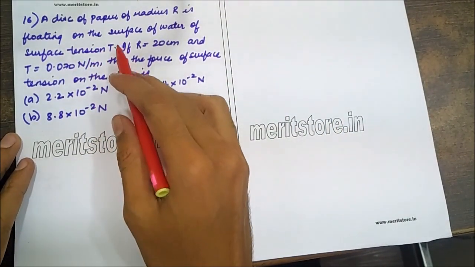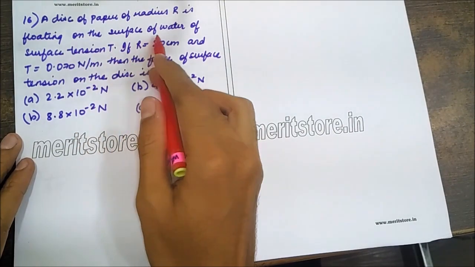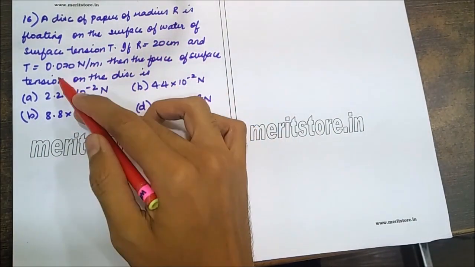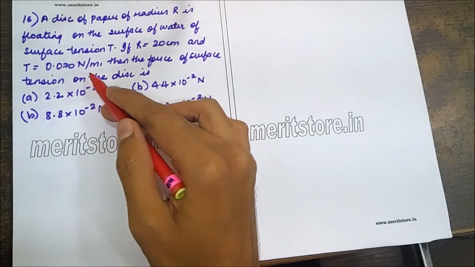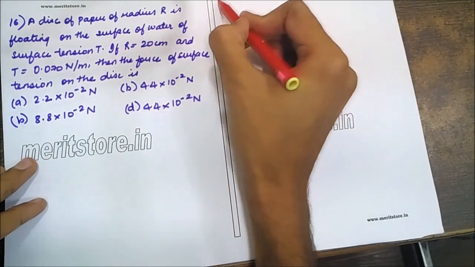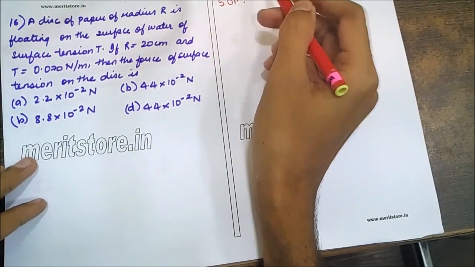A disc of paper of radius r is floating on the surface of water of surface tension T. If r is equal to 20 centimeters and T is equal to 0.70 newton per meter, then the force due to the surface tension on the disc is. So we are asked to find the force due to surface tension on the disc.